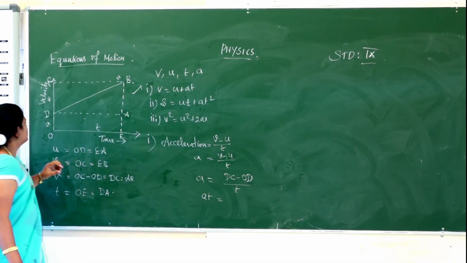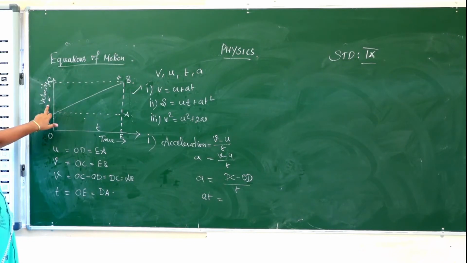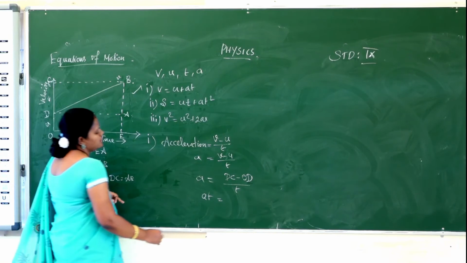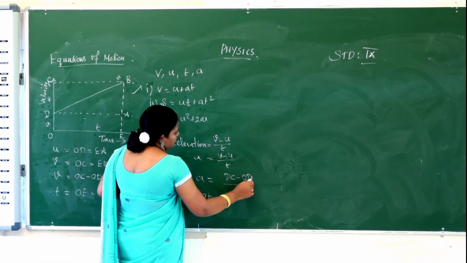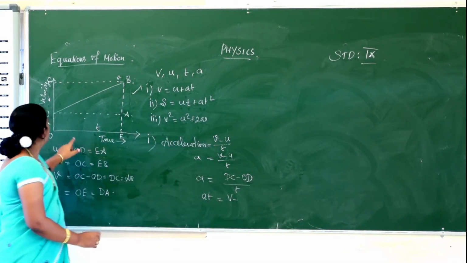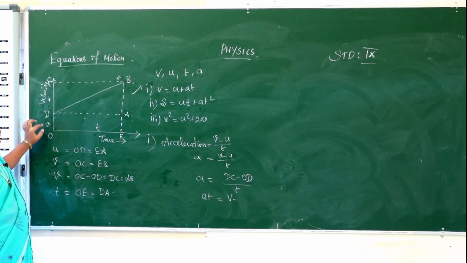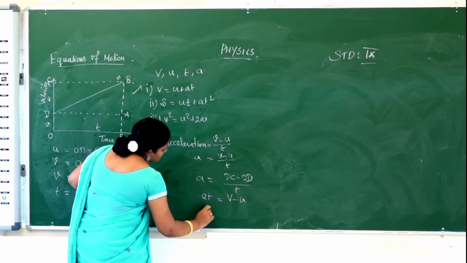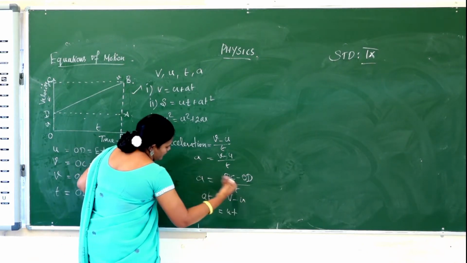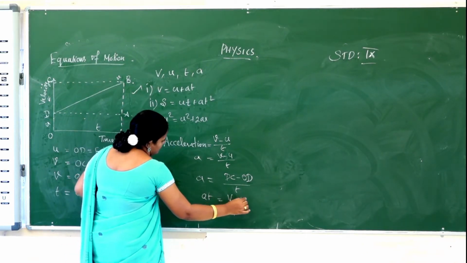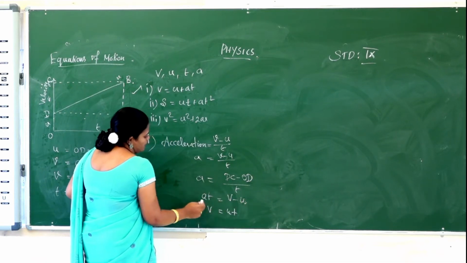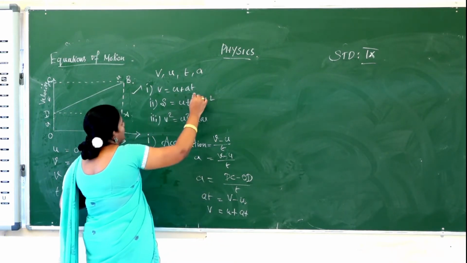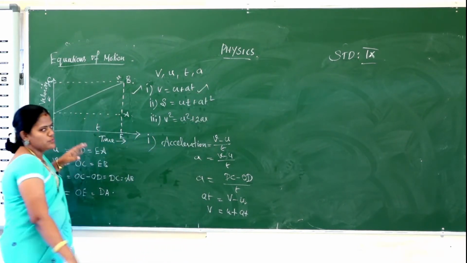Then AT is equal to DC minus OD. What is DC? DC is V. What is OD? OD is U. Then V is equal to U plus AT, where U is taken to the right side. So V is equal to U plus AT. This is the first equation by using the graphical method.